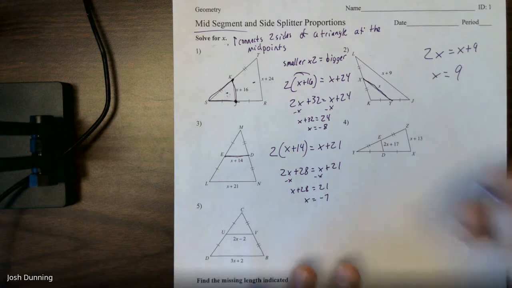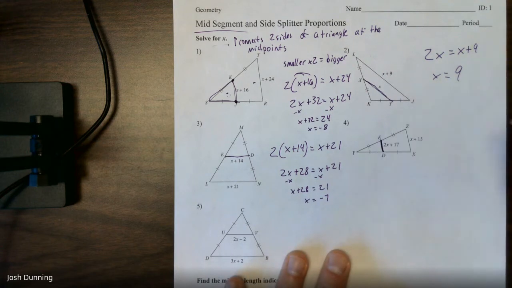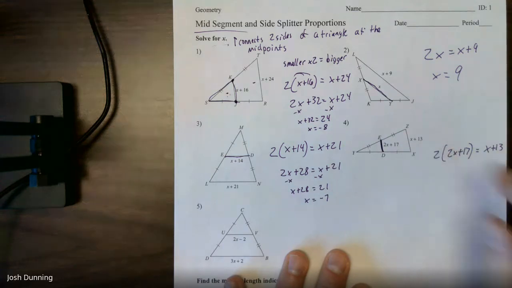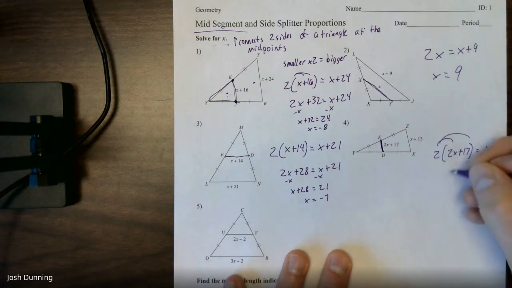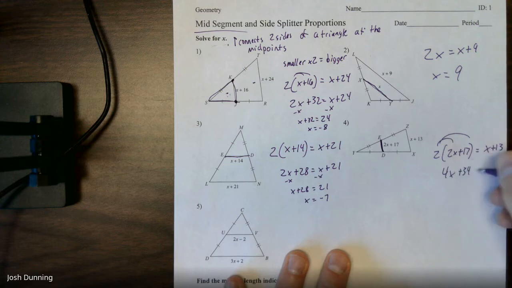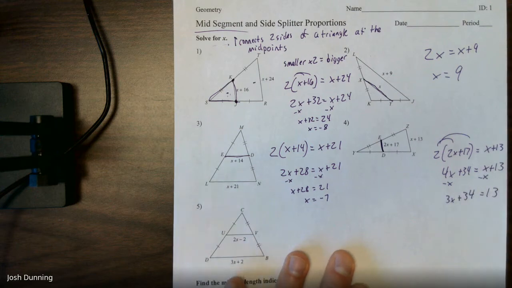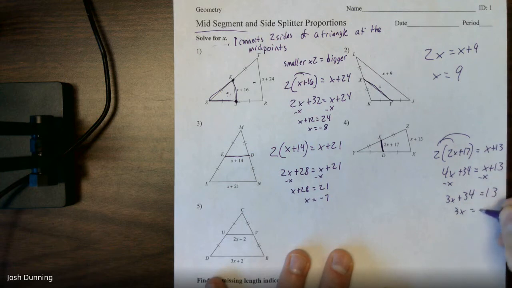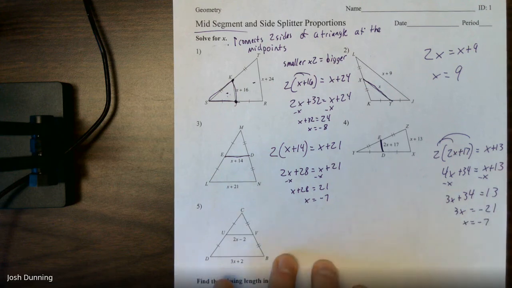Number 4, same idea. Let's double the smaller one to catch it up to the bigger one. We'll distribute. Now we want to get our variables all on the same side, so I'm going to minus x. That's 34. Subtract 34, you get negative 21. Divide by 3. Negative 7.